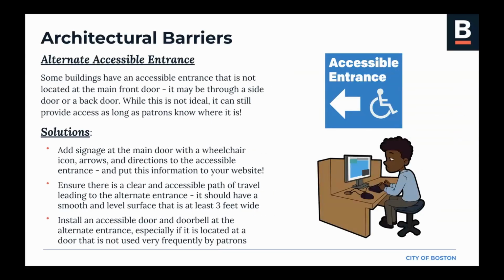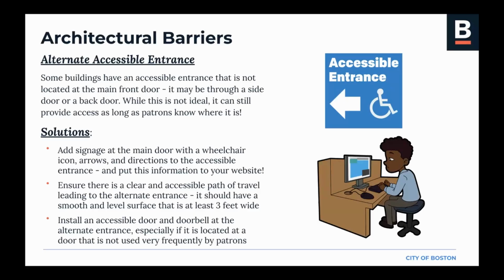So, alternate accessible entrance. Some buildings will not have the accessible entrance right at the front door. It may be on a side door or a back door, and though it's not ideal, it can still provide access as long as the patron knows where it is. So the solution to this being in an alternate location other than the front door could be to add signage at the main door with the wheelchair icon, arrows, and directions to the accessible entrance.